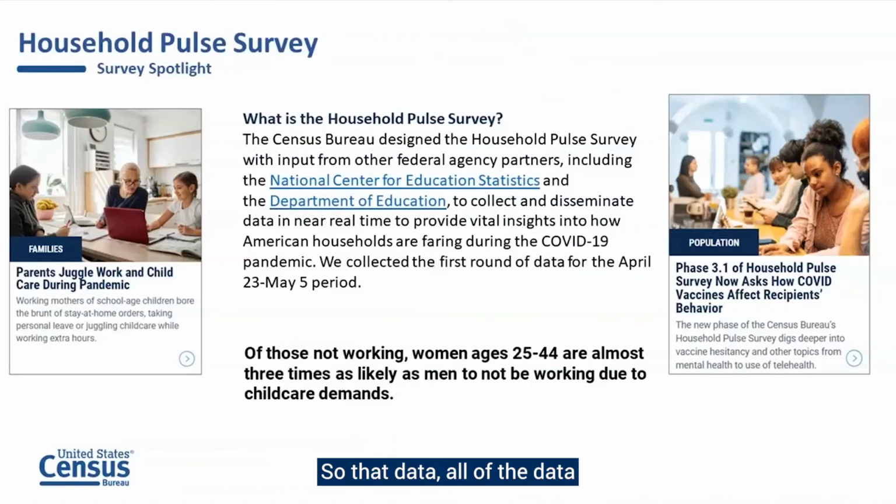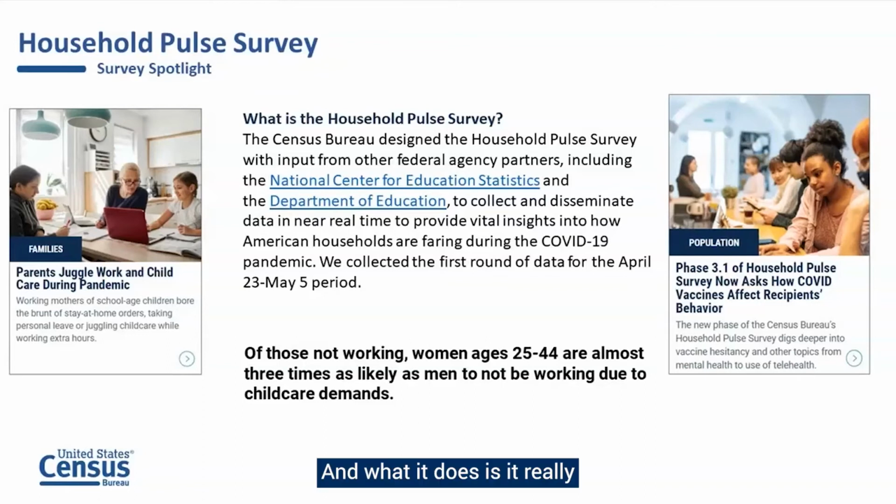All right, so all of the data from COVID-19 comes from the Household Pulse Survey. And the Household Pulse Survey provides a detailed and, again, near real-time picture of how individuals and households are faring during the pandemic. It was designed with input from other federal agencies, including the National Center for Education Statistics and the Department of Education. And it's a 20-minute survey that can be completed only online.